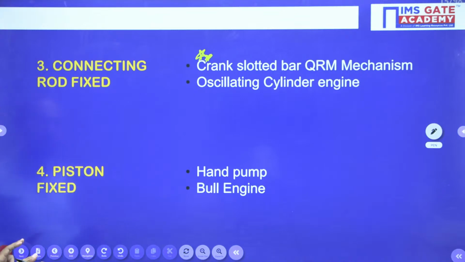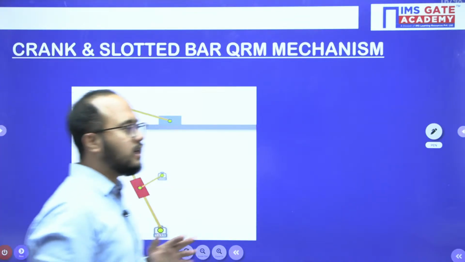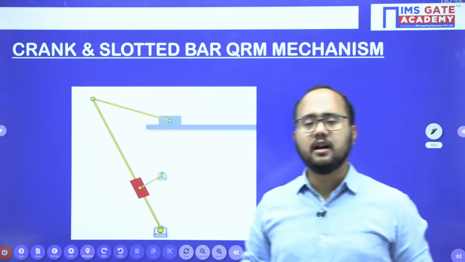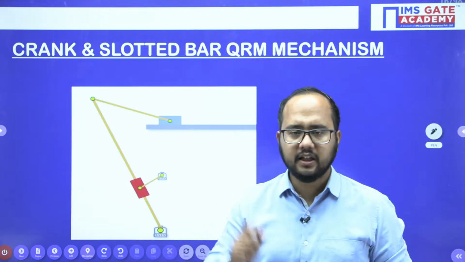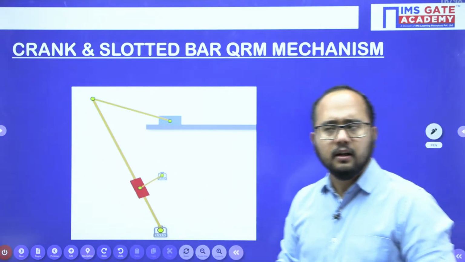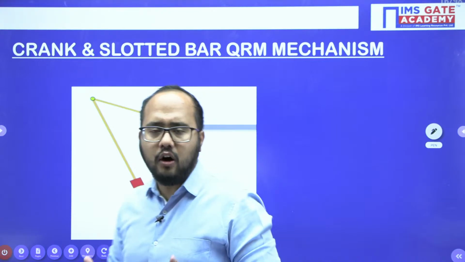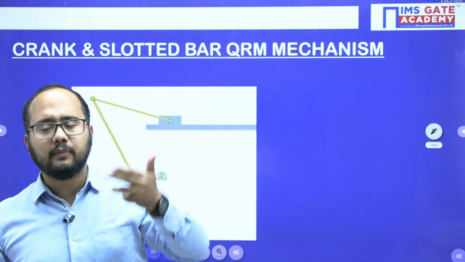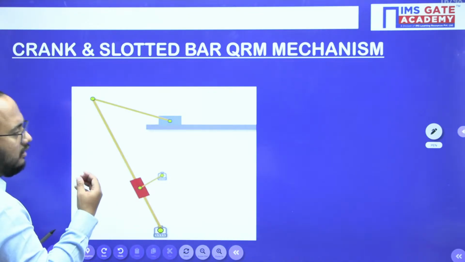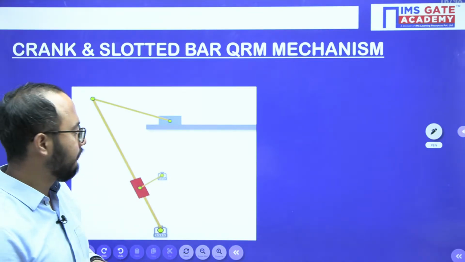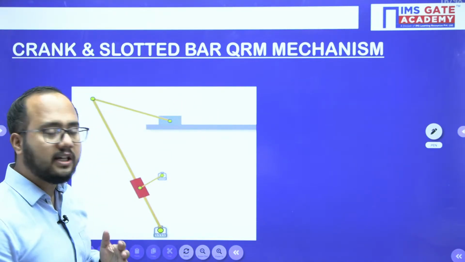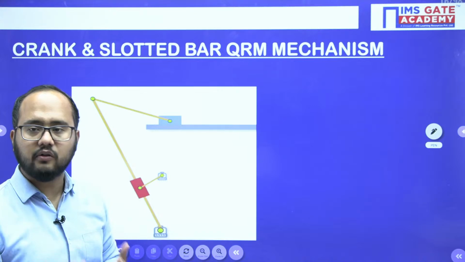Now for the crank slotted quick return motion mechanism, which questions can they frame here? Find the quick return ratio, QRR. Find the value of QRR. And what is QRR? It is the ratio of time for the cutting divided by time for the return stroke. That is the concept behind QRR. So first of all, understand the crank slotted bar quick return motion mechanism. What are the links? First of all, you should understand.